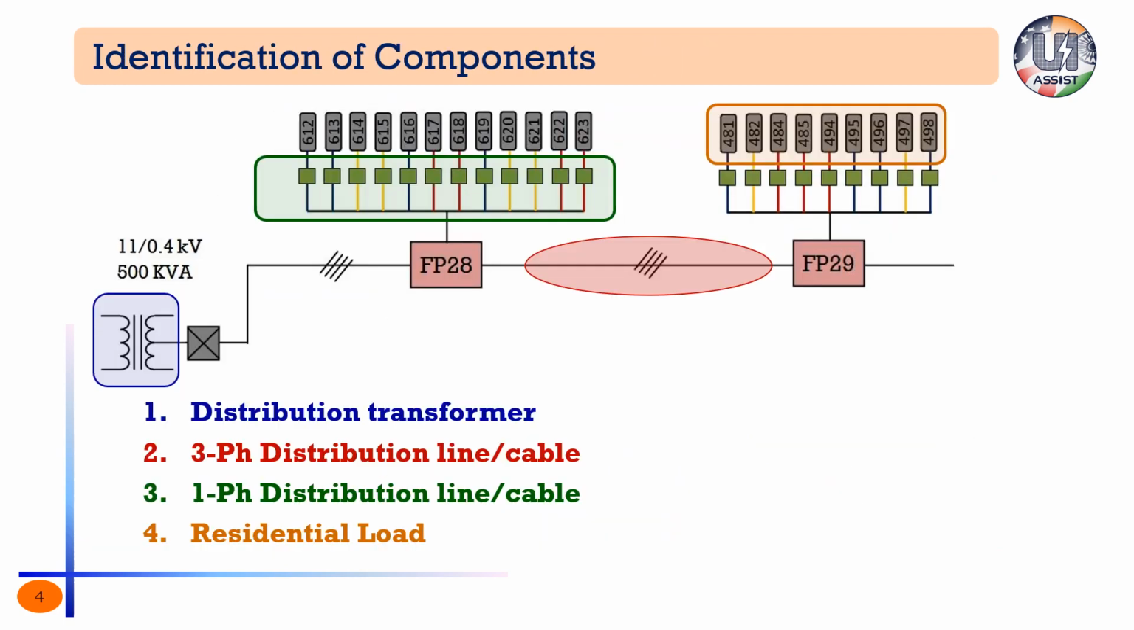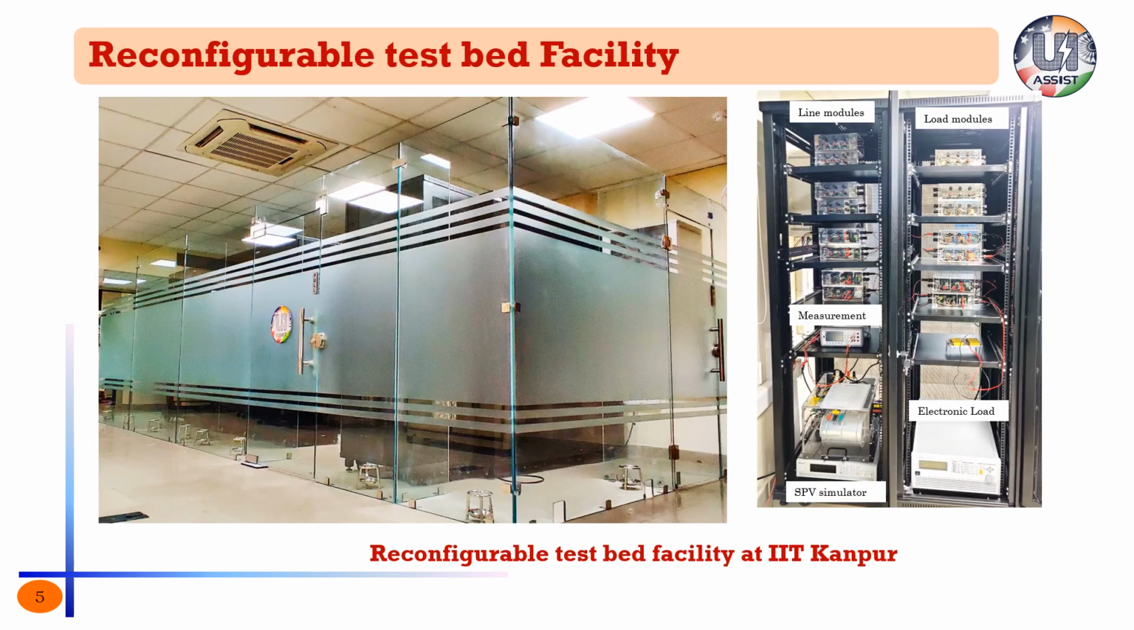To do that, we have identified a couple of components that would be used in this particular testbed. So on a typical distribution line, we will see a distribution transformer, three-phase cable, and single-phase cable which will spread from feeder points, and various types of residential loads. All these things have been integrated in this particular testbed.